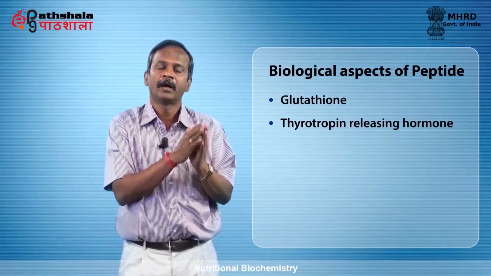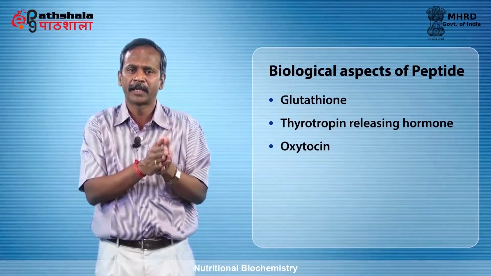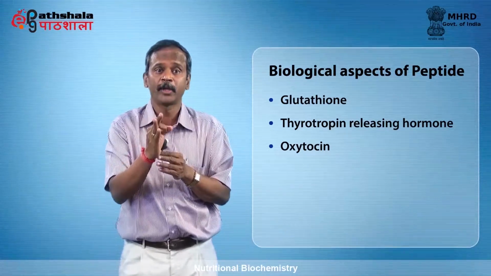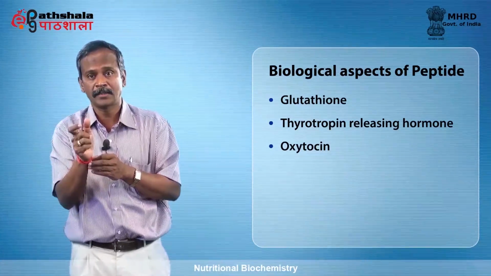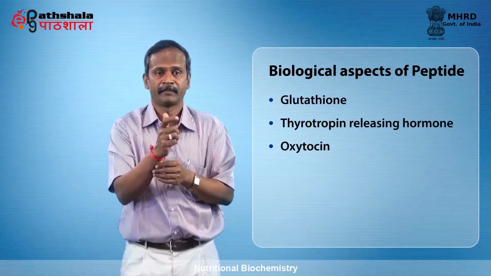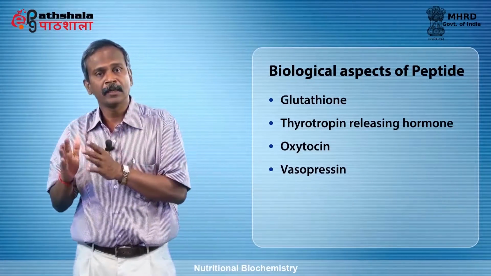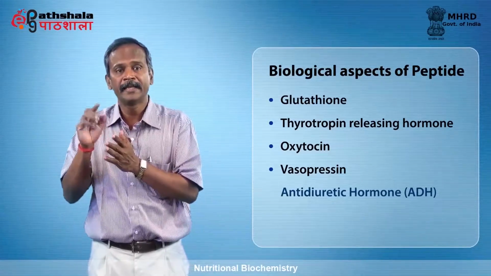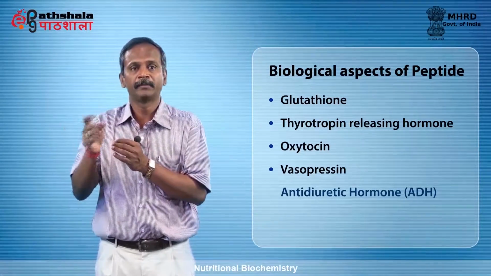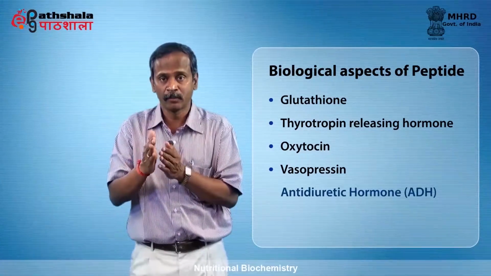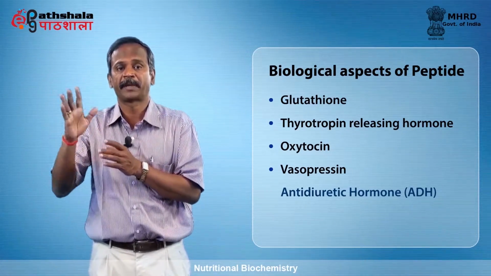And the third one, oxytocin. It is a hormone secreted by the posterior pituitary gland and contains 9 amino acids. It is otherwise called nonapeptide. Oxytocin causes contraction of uterus. Another hormone, vasopressin, is otherwise called antidiuretic hormone, ADH. ADH is also a nonapeptide produced by the posterior pituitary gland. It stimulates the kidney to retain water and that increases the blood pressure.